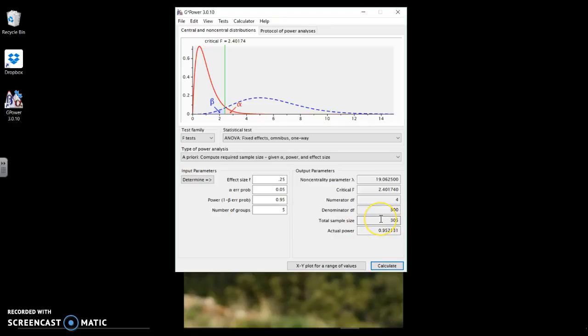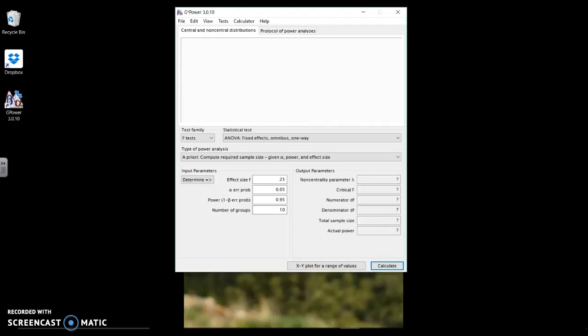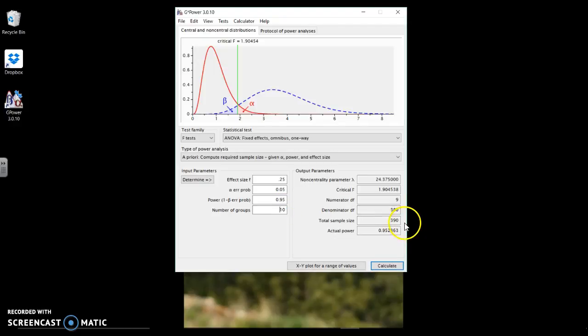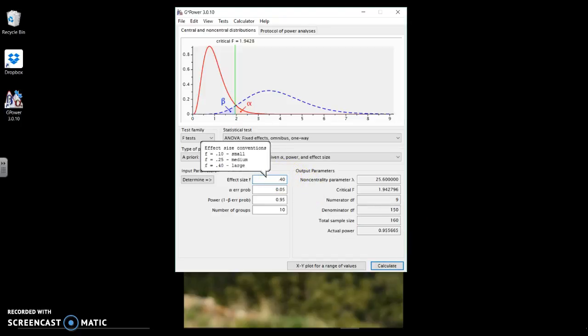And it's telling me that I need 305 people. Based on these estimates beforehand, my sample needs to include 305 people. That's awesome. Let's say that I have 10 groups. Recalculate, I now need more people. What if I have a smaller effect size? I need a lot more people. Versus if I have a large effect size, I only need 160 people. So we can play with a bunch of different things, and that really helps us figure out how many people we need beforehand.